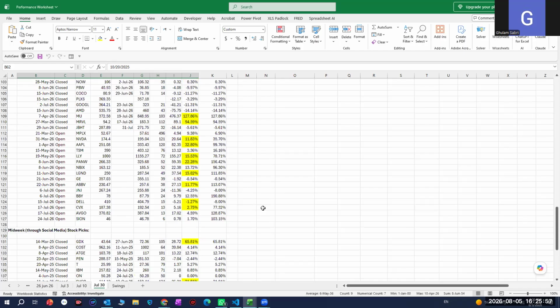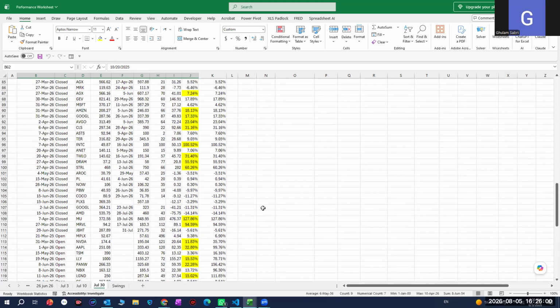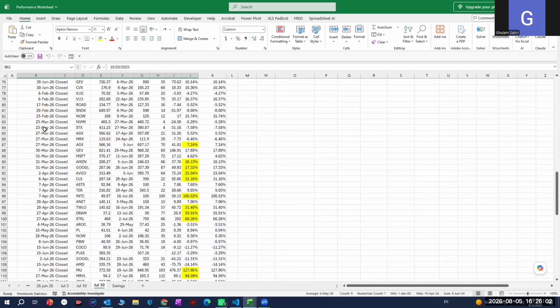Then, when the market came down towards the end of March and April, we gave these entries. We gave Apple again, Amazon 18% return, Google 17%, Broadcom 23%, CLS 31%, Intel. We gave an entry on 7th of April, 49.87.